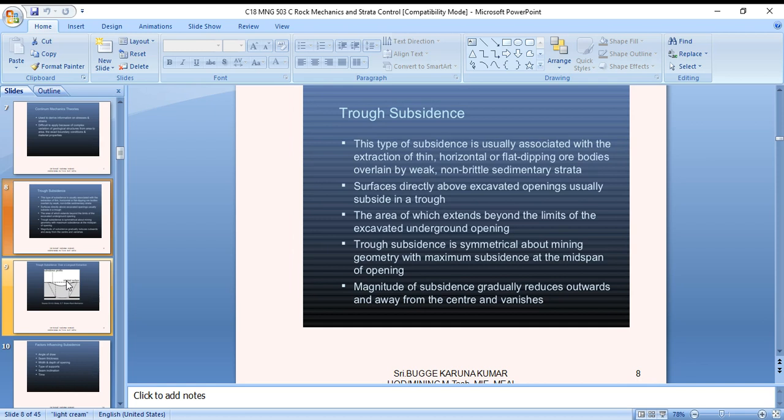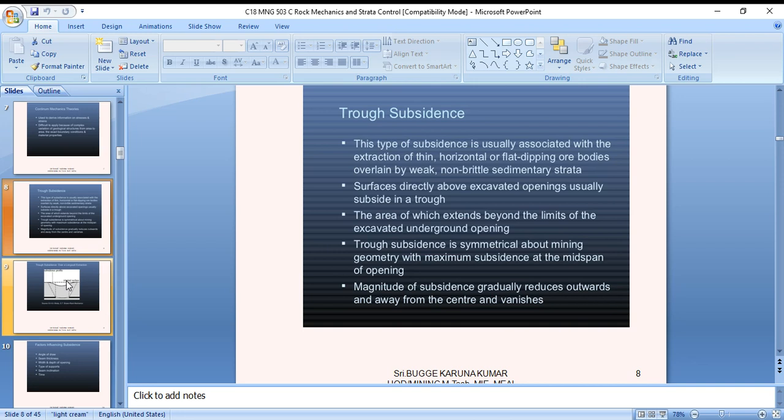So, trough subsidence is a major category. This type of subsidence is usually associated with the extraction of thin horizontal or flat dipping ore bodies overlain by weak, non-brittle sedimentary strata.